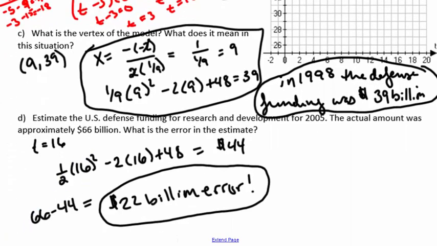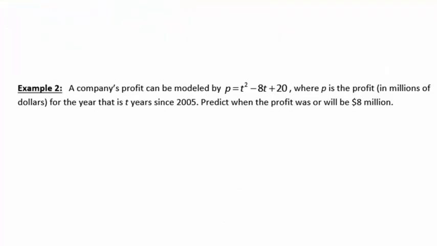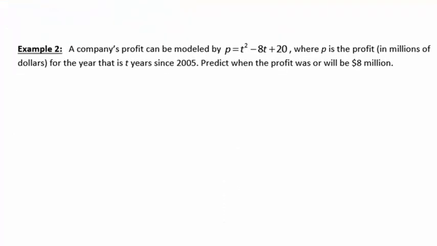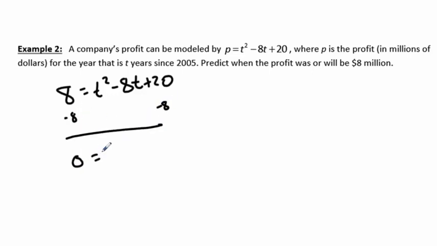Let's look at the second question. Example 2. A company's profit can be modeled by P equals t squared minus 8t plus 20, where P is the profit, and t is years since 2005. First, we want to predict when the profit was or will be 8 million. So I'm going to plug 8 in for P. 8 equals t squared minus 8t plus 20. And we want to solve this, so we're going to subtract 8 from both sides. We're going to get 0 equals t squared minus 8t plus 12. And then if we factor this, we're going to be able to solve.